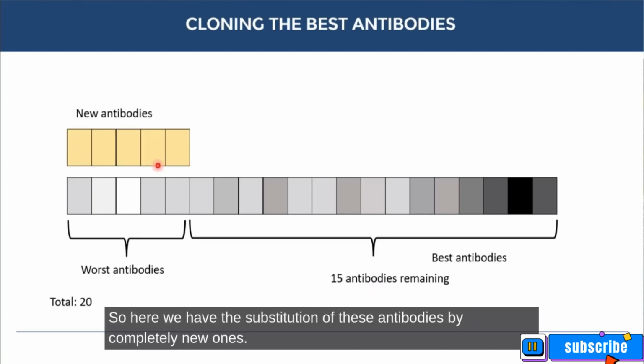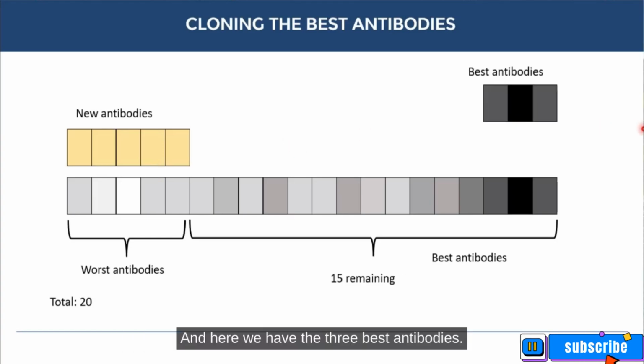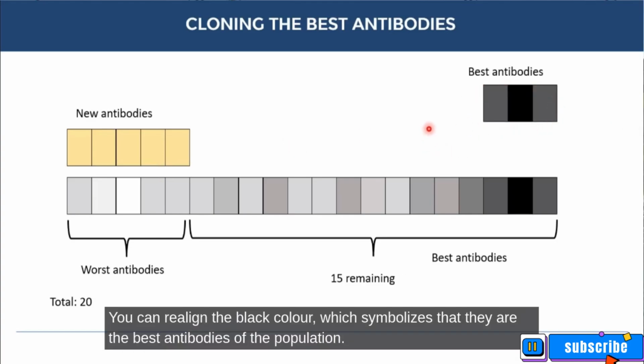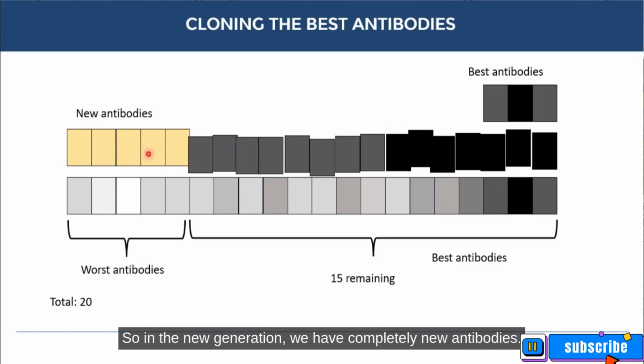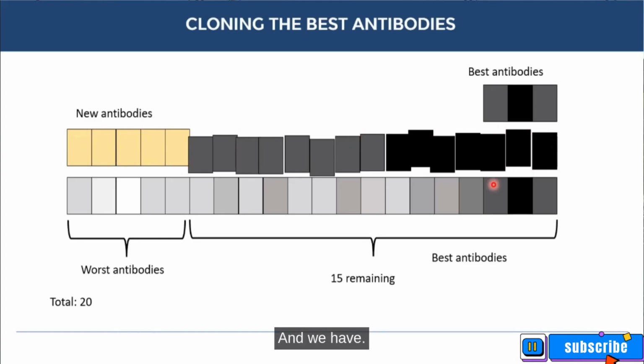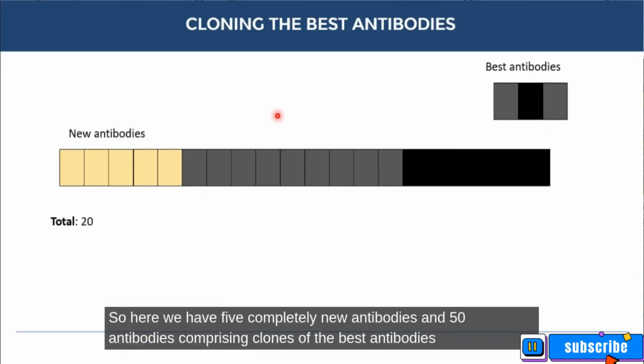So here we have the substitution of these antibodies by completely new ones. And here we have the 3 best antibodies. You can realize the black color, which symbolizes that they are the best antibodies of the population. They will be used to repopulate the whole generation of antibodies. So in the new generation, we have completely new antibodies, and we have the best antibodies being cloned. So here we have 5 completely new antibodies and 15 antibodies comprising clones of the best antibodies of the population.